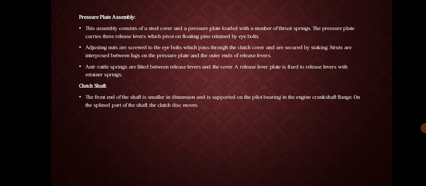Clutch shaft. The front end of the shaft is smaller in dimension and is supported on the pilot bearing in the engine crankshaft flange. On the spindle part of the shaft, the clutch disc moves.